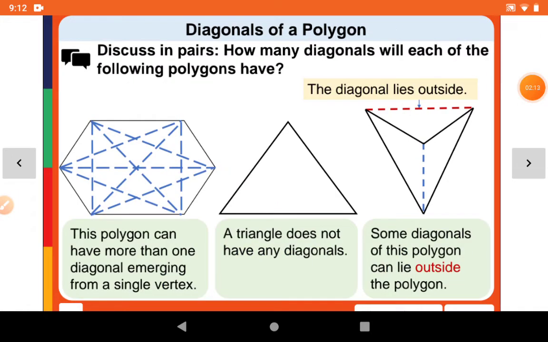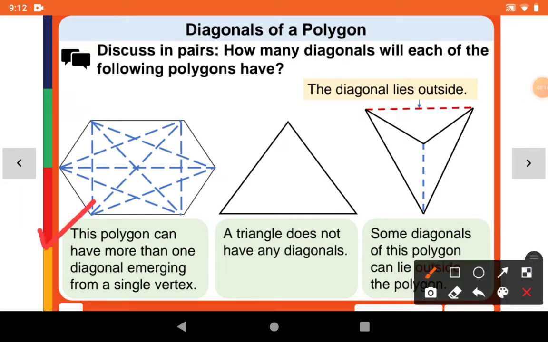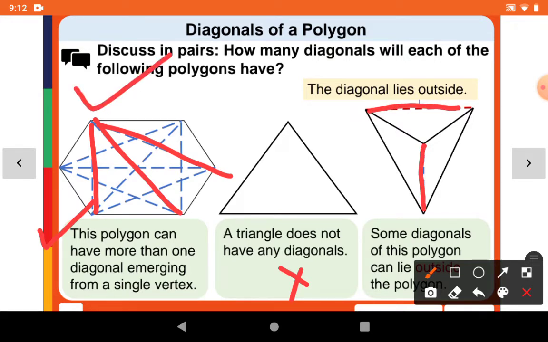Here you can see in the first polygon, this polygon can have more than one diagonal emerging from a single vertex. एक vertex से कितने ही diagonals बन रहे हैं, जैसे 1 2 3. It has no diagonal and it has diagonals, one is inside and one is outside. So for figures of this kind on which I have marked tick, it is very difficult to find the number of diagonals. कोई छूट गया तो आंसर गलत हो जाएगा.